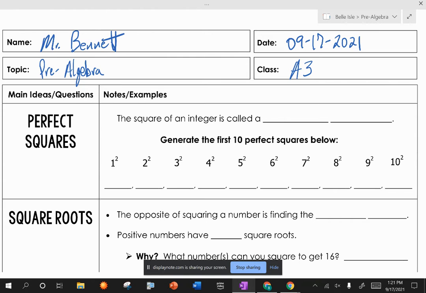Okay. Perfect squares. The square of an integer is called a perfect square. Generate the first 10 perfect squares below. So the perfect square of 1 is what? What's 1 squared? 1. What about 2 squared? Fill in the rest of them.